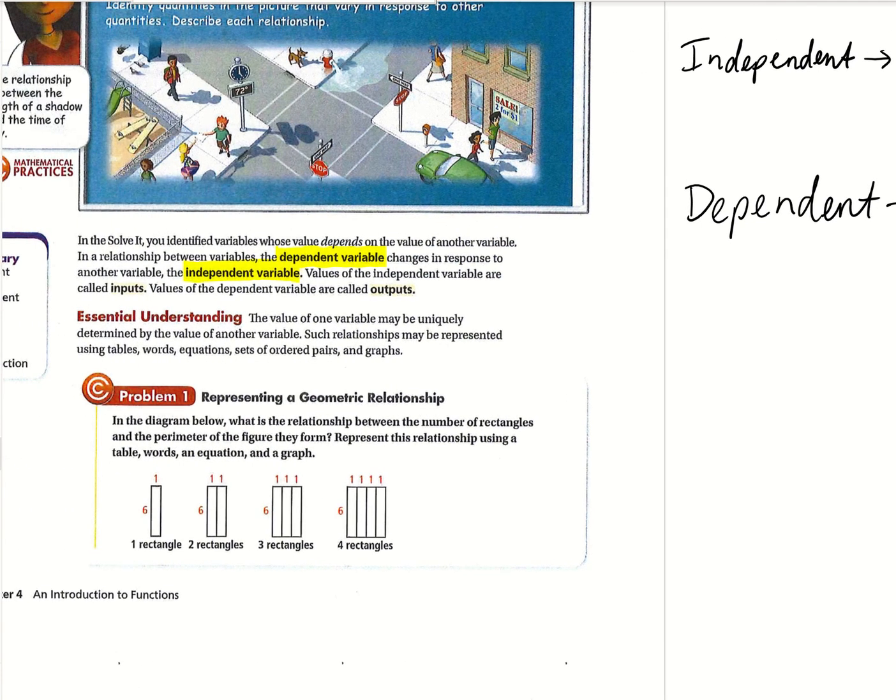Again, I'm sure you've seen these definitions before, so hopefully I didn't completely waste your time, but just a little refresher there of what the independent and dependent variables are. Values that come from the independent variable are your inputs, and values of the dependent variable are outputs. Just make sure you understand those, and we're going to go ahead and move on now.